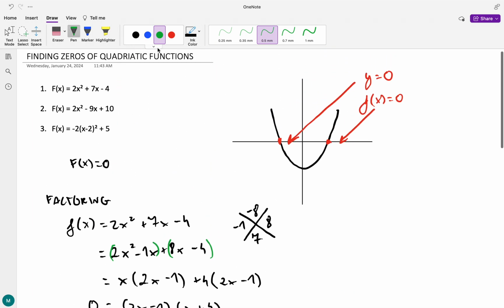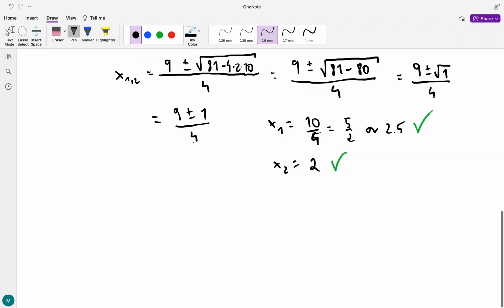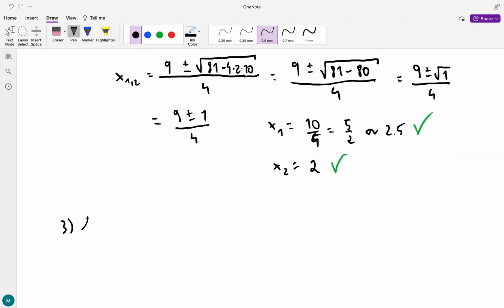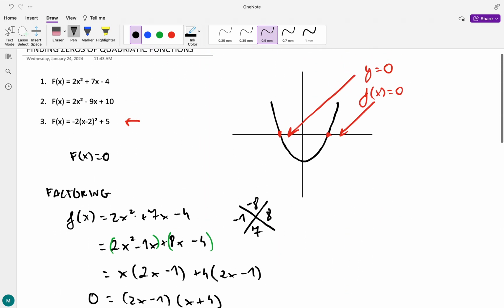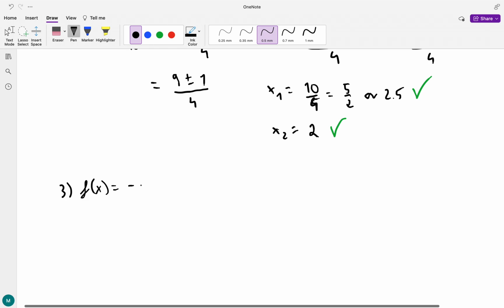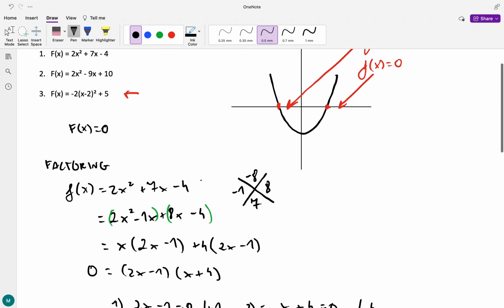Anyways, the last way to find a zero, which is kind of similar to the first part, but we are dealing with a different way of expressing a quadratic function, and that's the vertex form. So let me quickly copy the function. It was f of x equal to, was it positive 2 or negative 2? Negative 2 (x minus 5) squared plus 5.